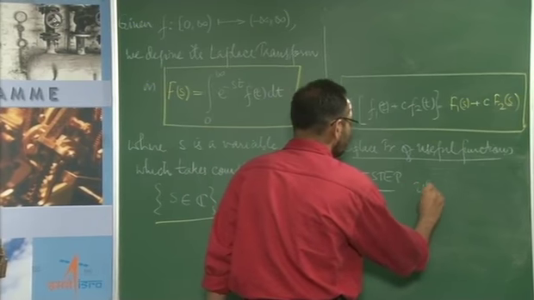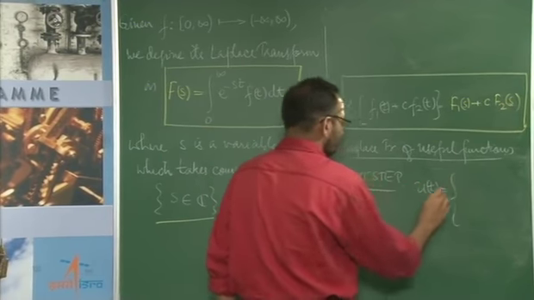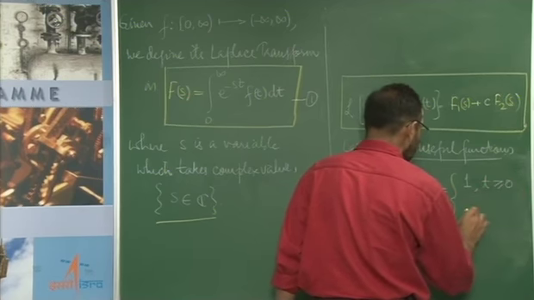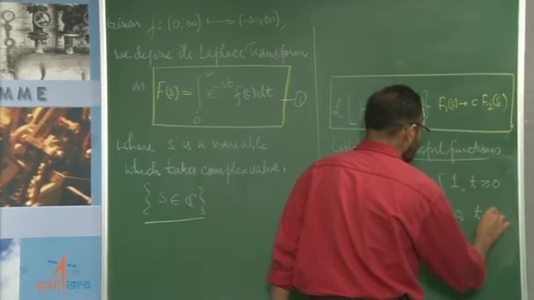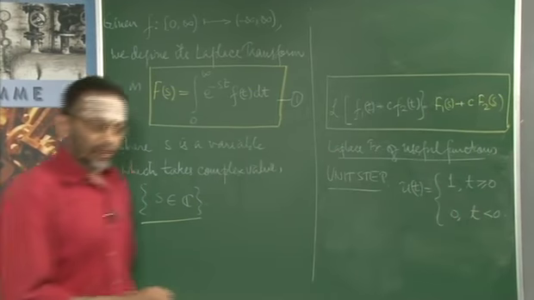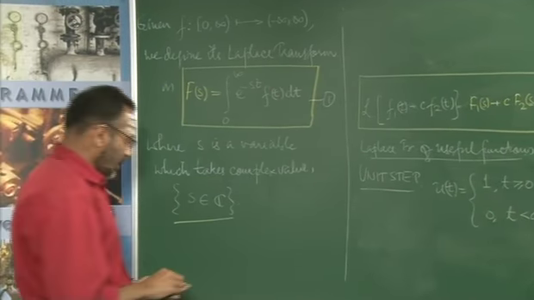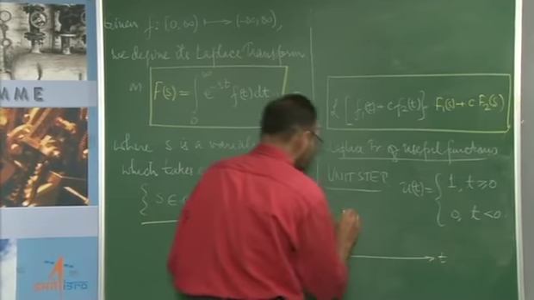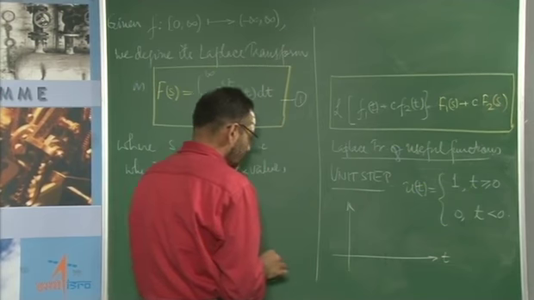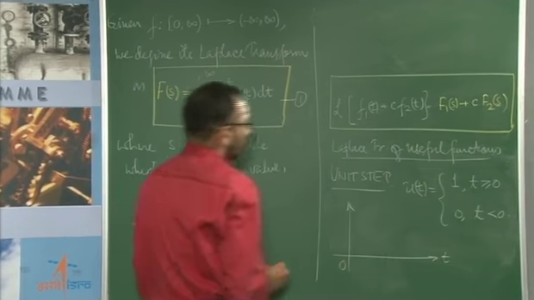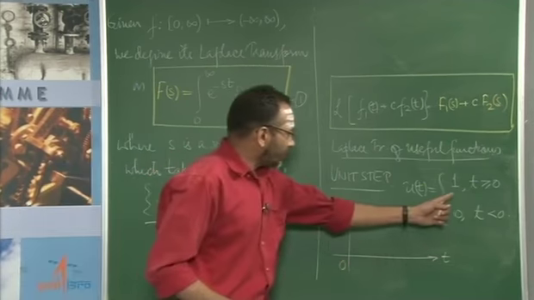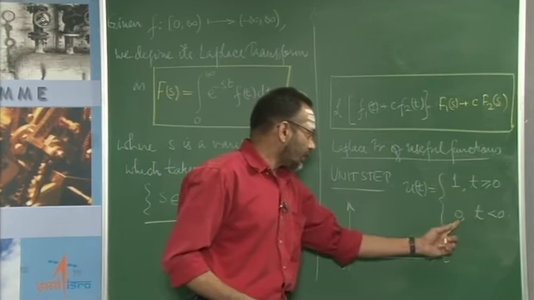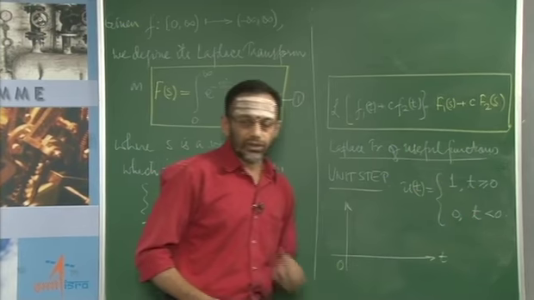We will call it u of t. You can say that it is equal to 1 for t greater than or equal to 0, and equal to 0 for t less than 0. There is a way of graphically representing this, and that is the following. This is t, and here I am going to call this 0. Please understand, I could have defined this in two ways. I could have made it 1 for t greater than 0 and 0 for t less than or equal to 0. There are two options.